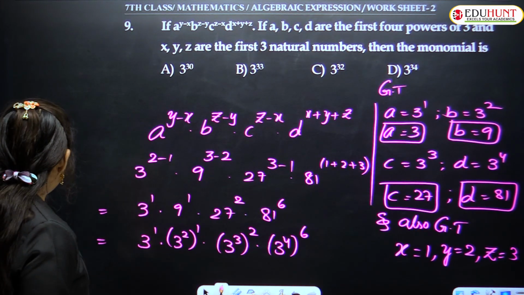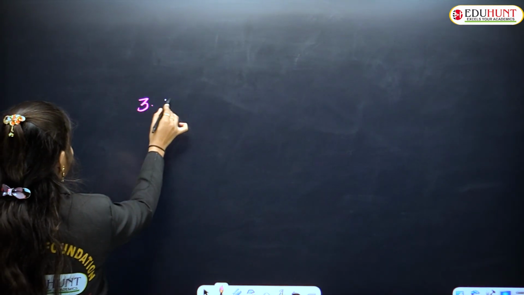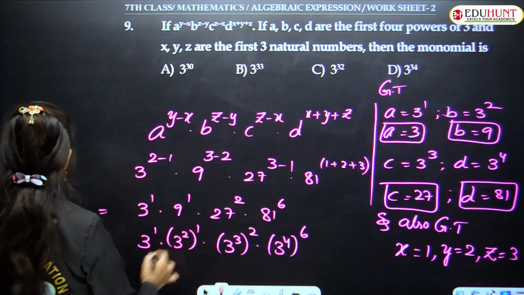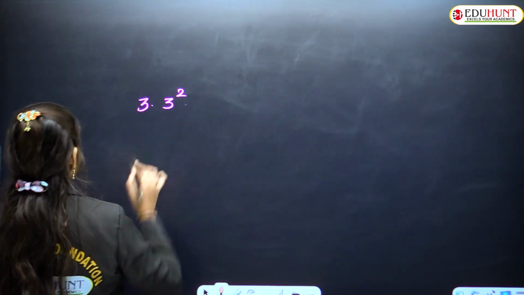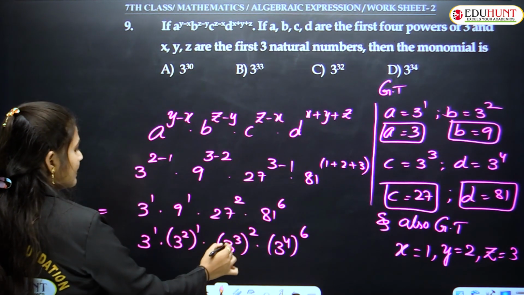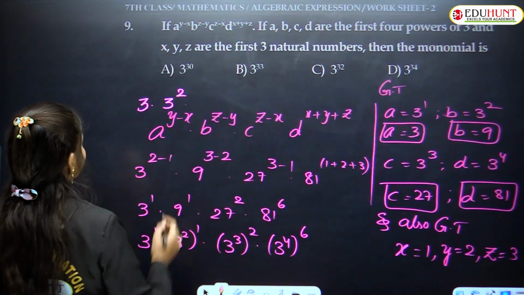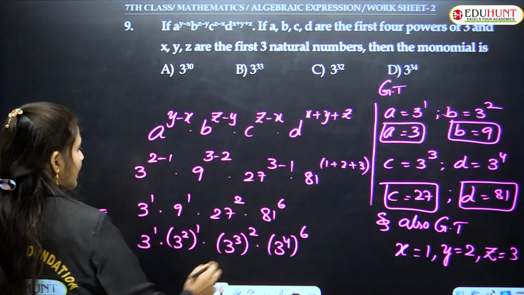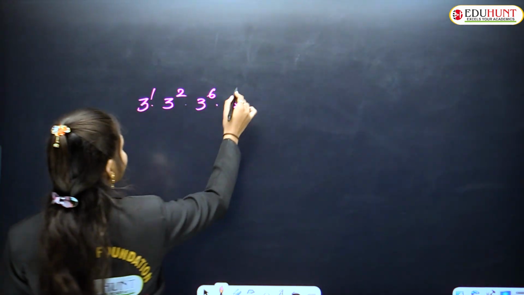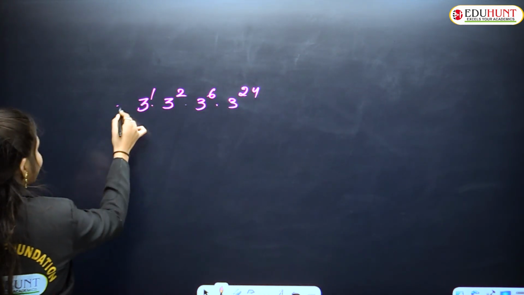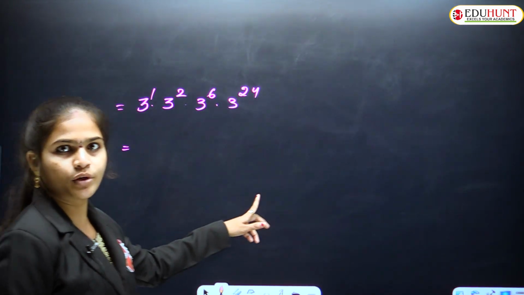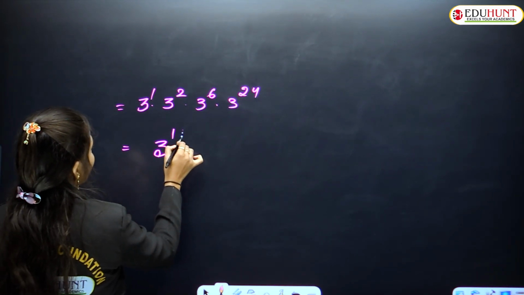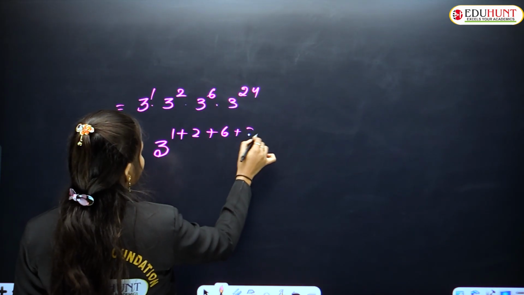Now here 3 power 1 is 3, into 3 power 2 into 1 is 2, into 3 power 3 into 2 is 6, into 3 power 4 into 6 is 24. We can write this as 3 power 1 into 3 power 2 into 3 power 6 into 3 power 24, which is equal to 3 power 1 plus 2 plus 6 plus 24.